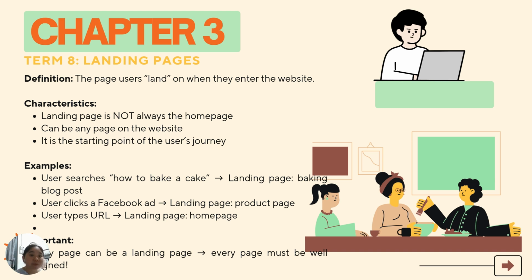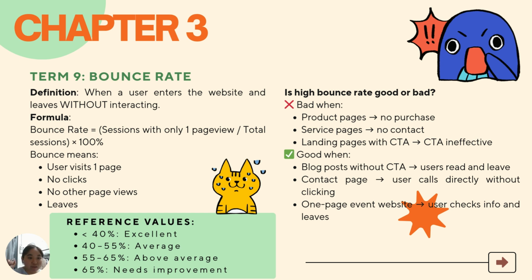For example, a user searches how to bake a cake and the landing page is a blog post. A user clicks a Facebook ad, and the landing page is a product page. A user types the URL, and the landing page is the home page. However, an important point is that every page can be a landing page, so every page must be well designed.